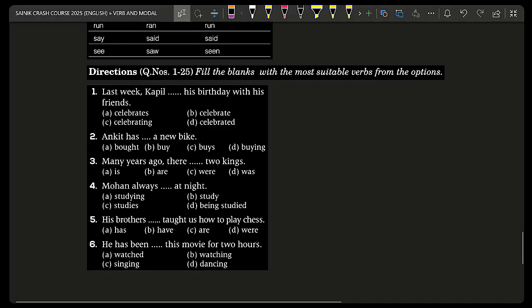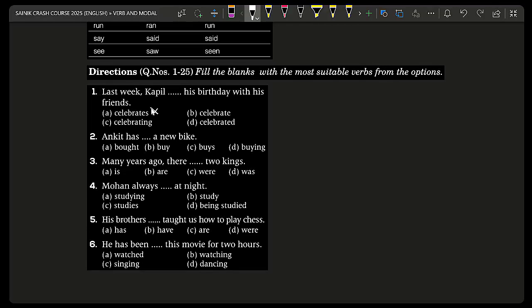Last week, Kapil dash his birthday with his friends. Options: celebrate, celebrating, celebrated. Celebrates is the wrong answer. Celebrates has the S form, which is used in simple present tense. But it is not present tense. It is last week. It happened already. So option A is wrong.